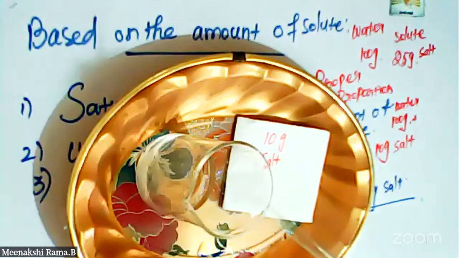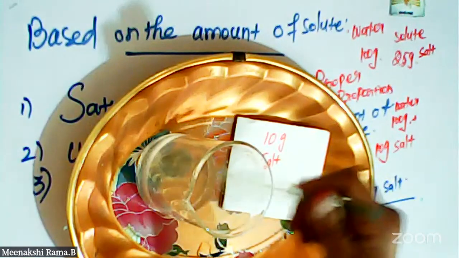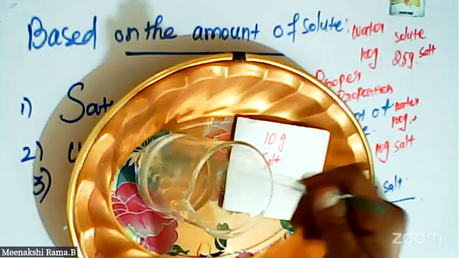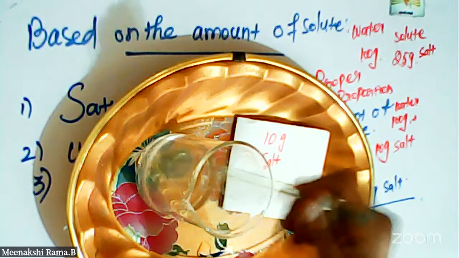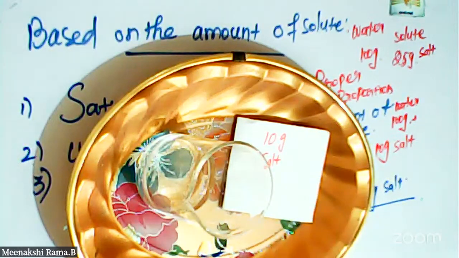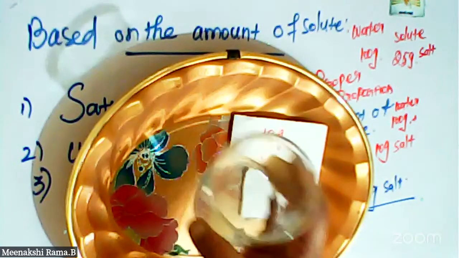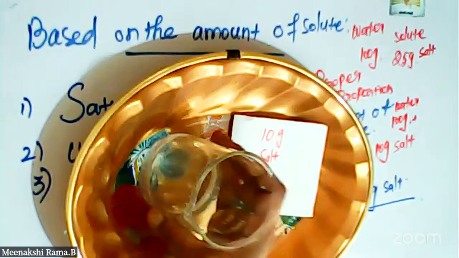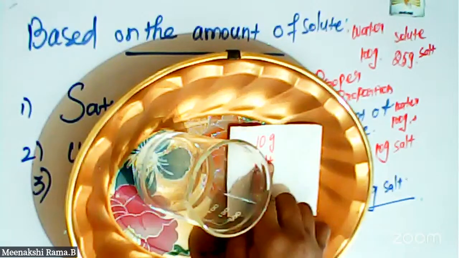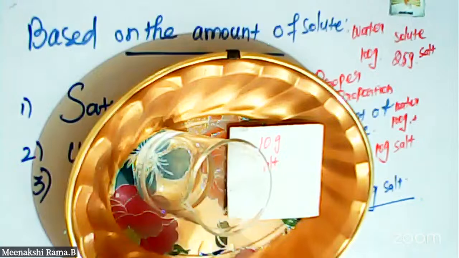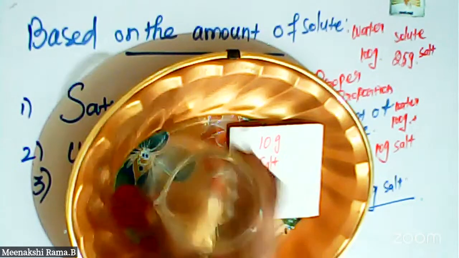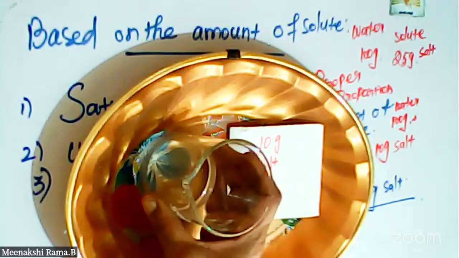Once again, stirring the solution. So it is also completely dissolved because the solute level is very low. So this solution is called an unsaturated solution. Completely the 10 gram of solute is dissolved in this solvent. So this is called an unsaturated solution.